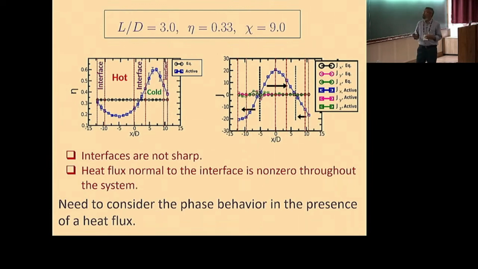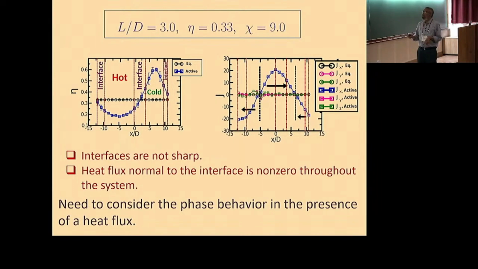And without going into details, here, for example, one is looking at eta, the local packing fraction, as a function of the coordinate which is normal to the interface. And you can see that although one draws these lines to say that this is the interfacial region, it is changing very smoothly.